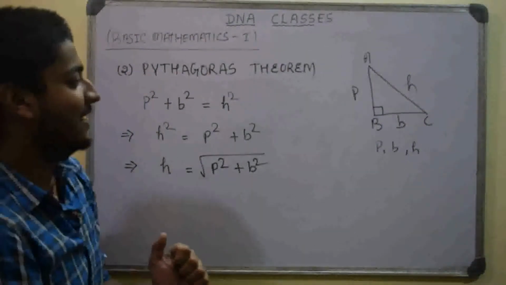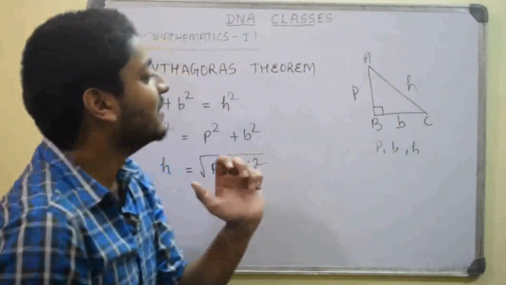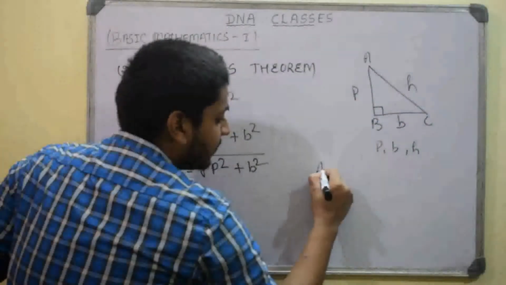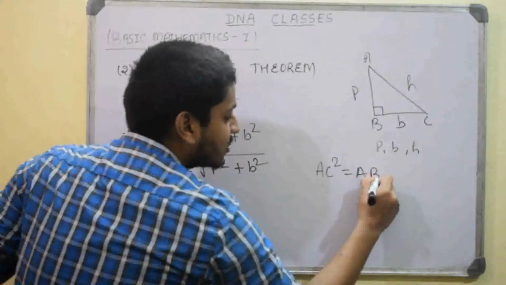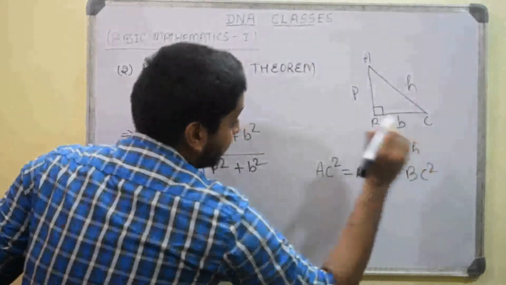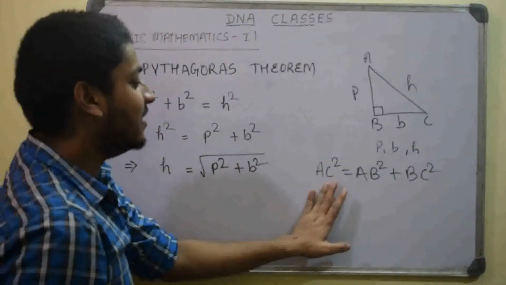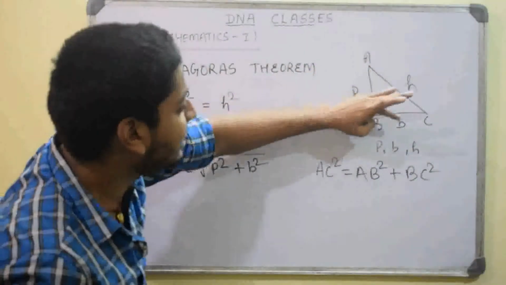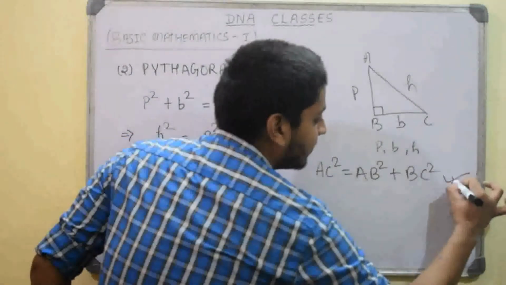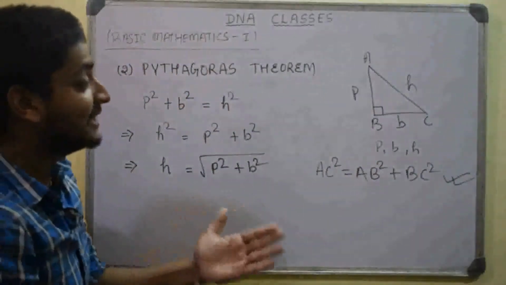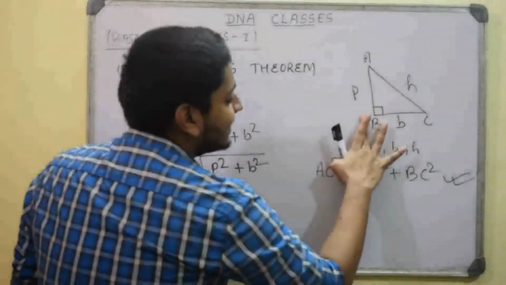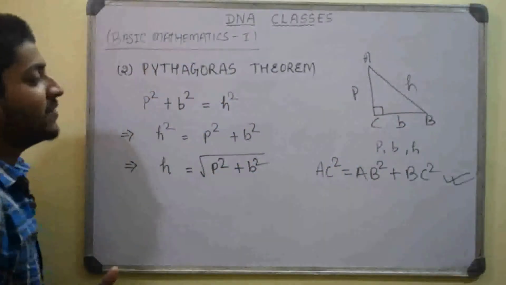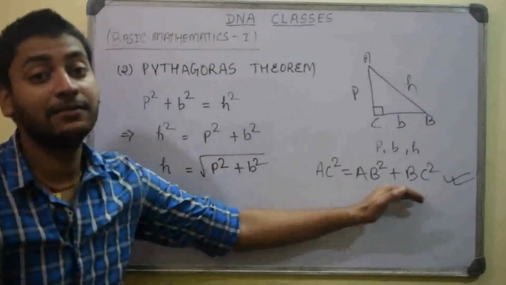And I would like to tell one thing, when I was teaching in the coaching, students had remembered that AC squared is equal to AB squared plus BC squared. See, if you are naming this triangle like ABC, then this thing is correct. But if you are changing the order of naming, like if you are taking this corner as B and this vertex as C, then the Pythagoras Theorem becomes wrong.